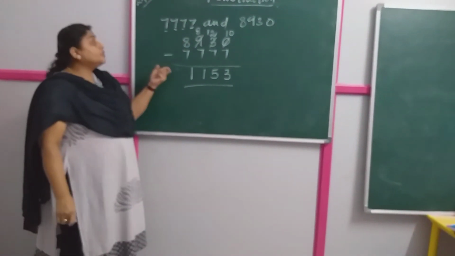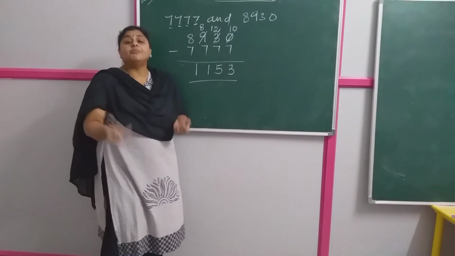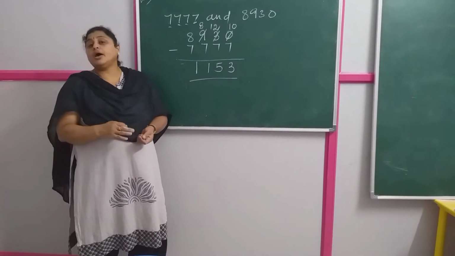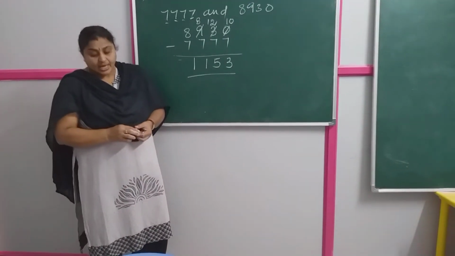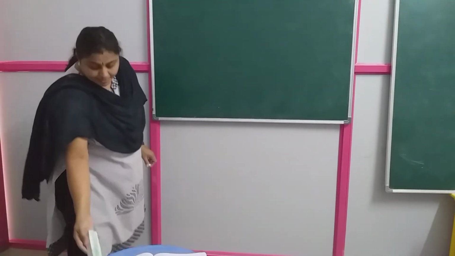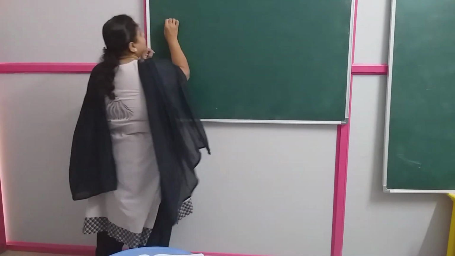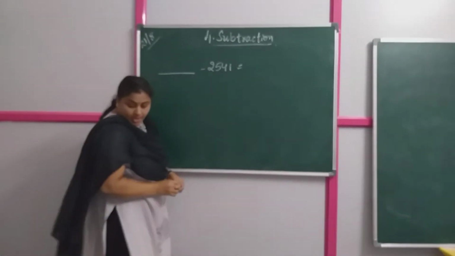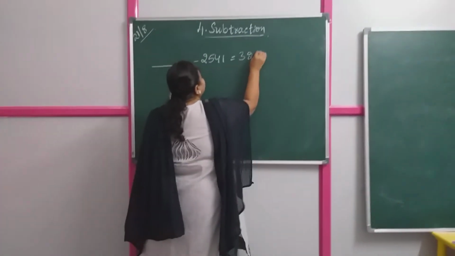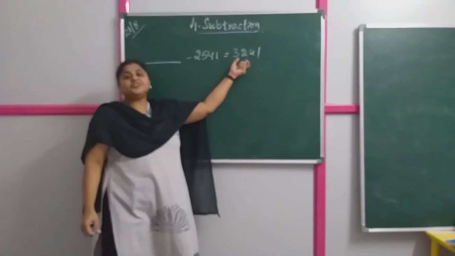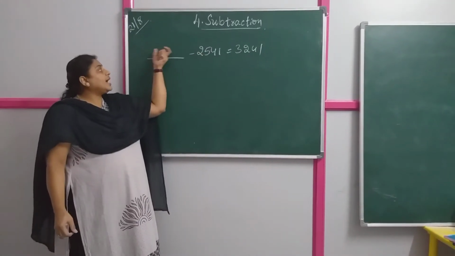So this is how you will do your subtractions with borrowing or regrouping and without borrowing or without regrouping. Next, how to find a missing number when you are doing subtraction. Now I have a missing number minus 2541 is equal to, say, 3240.